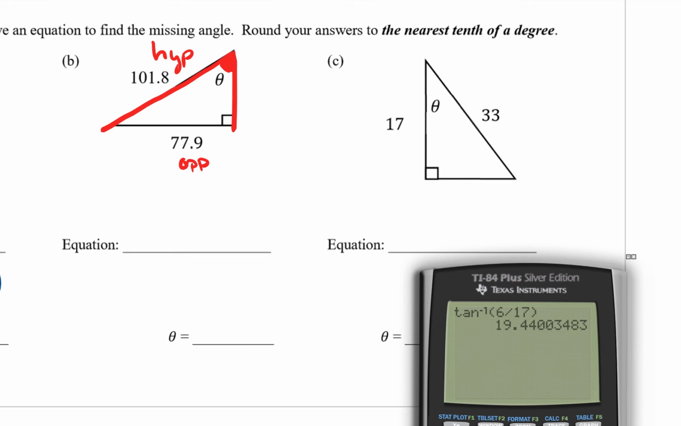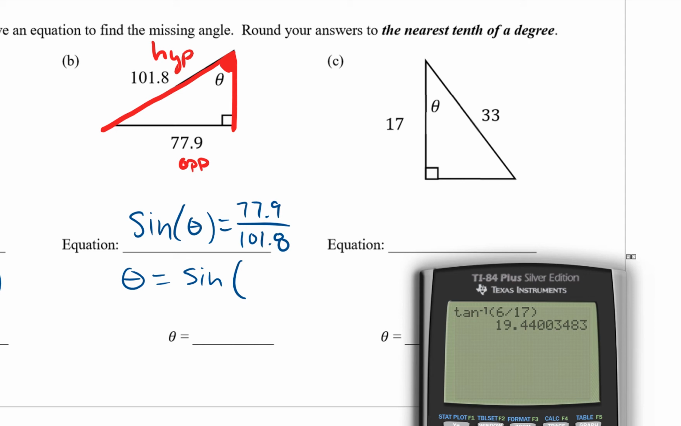So we're looking at opposite and hypotenuse, and that would be our sine ratio. The sine ratio is the length of the opposite over the hypotenuse. So I can write down the equation now. The sine of this angle theta that we're trying to find is equal to the opposite, 77.9, divided by 101.8. And again, I'm just going to apply the inverse sine function to both sides. So theta is the inverse sine of 77.9 divided by 101.8.